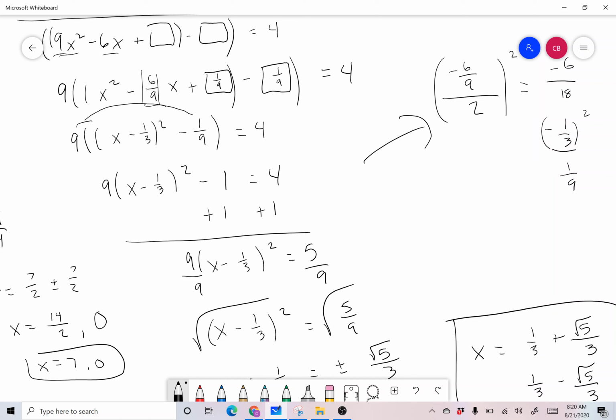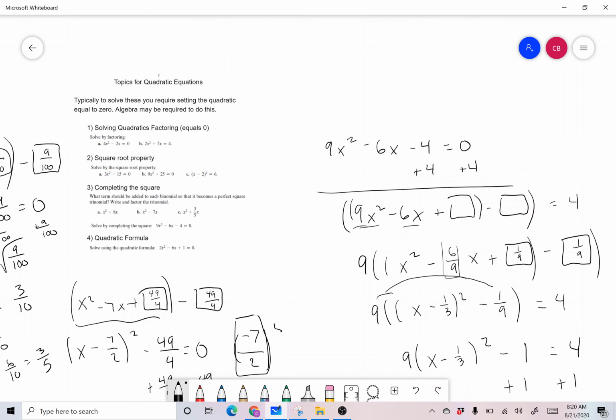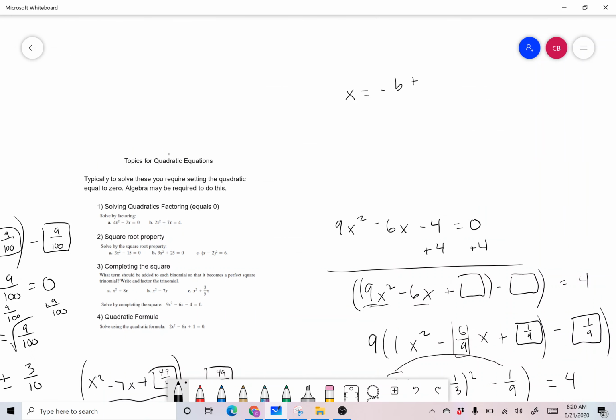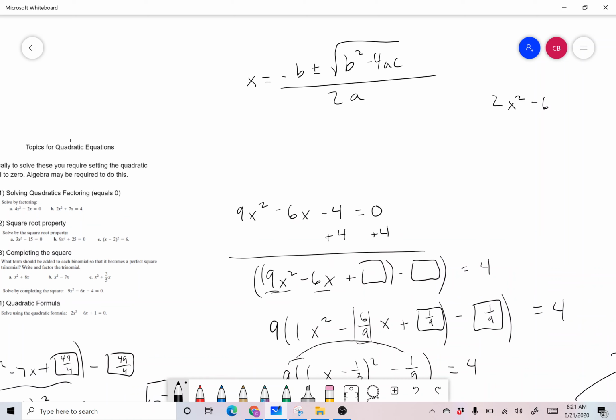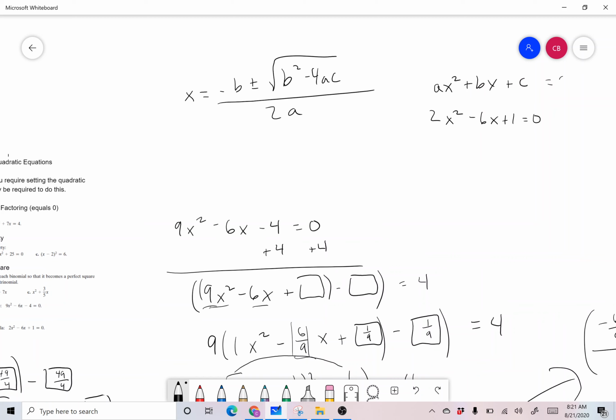Okay? And so last but not least, let's finish this video off with the quadratic formula. The quadratic formula is x is equal to negative b plus or minus the square root of b squared minus 4ac, all over 2a. That's from the song. There's a song to it. So we have 2x squared minus 6x plus 1 is equal to 0. One thing to note about this, to use this, it has to be in this form: ax squared plus bx plus c is equal to 0. It has to be in that form where everything's on the same side, or you cannot use the quadratic formula.